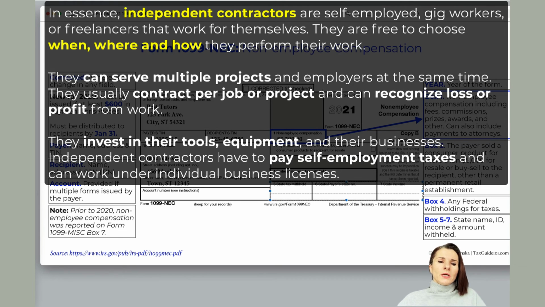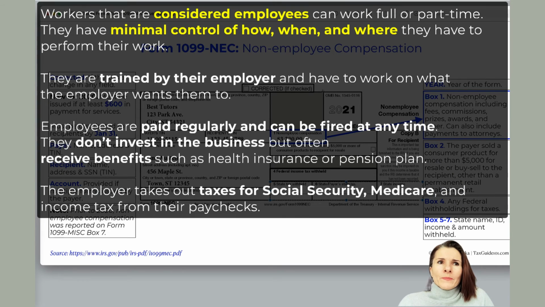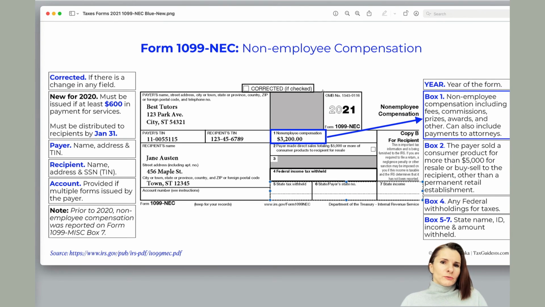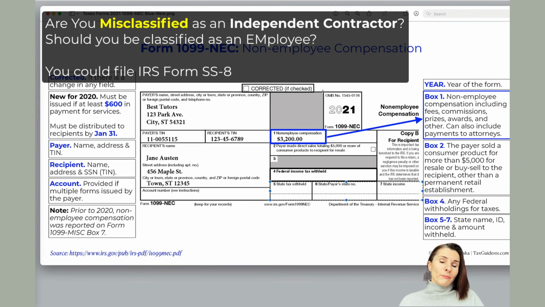But if someone oversees everything in your job, you have to show up from 9 to 5, and there could be other reasons, such as how you get paid, whether it is regular pay, or whether you can't have other employers while you're working for this person, and so on. So you could be misclassified. You might actually be an employee, but you're being paid as a non-employee.